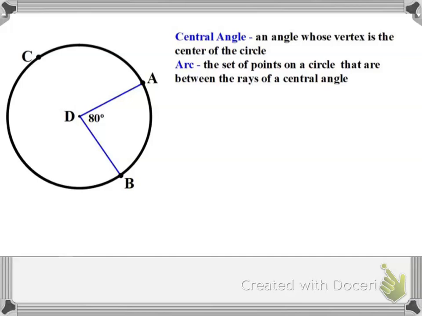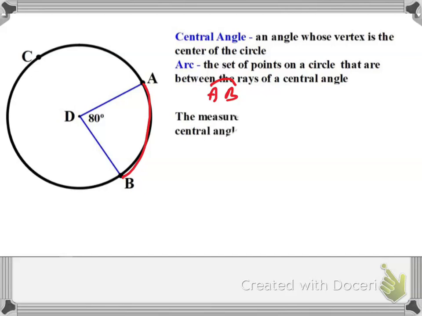An arc is the set of points on a circle that are between the rays of a central angle. So this right here is an arc. The way we would name this, we would call this arc AB. Instead of putting a segment or a line, we're going to put an arc symbol over it, like that, arc AB.